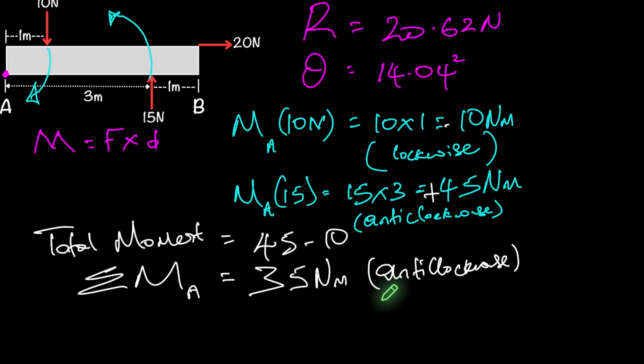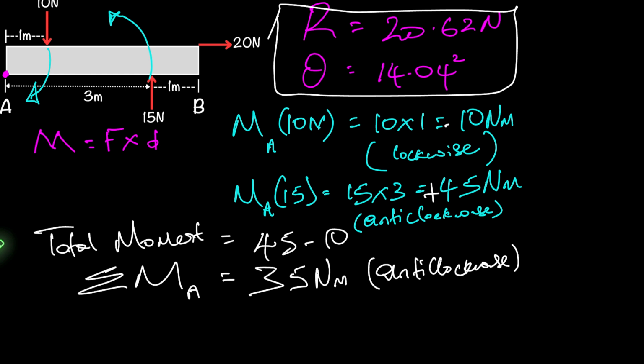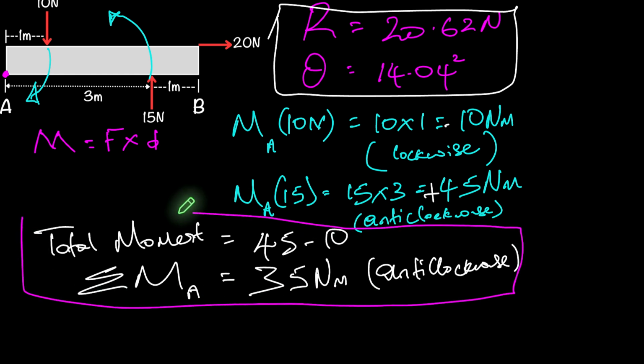So if we were to state the equivalent force couple system at point A, then what I would say is the resultant force acting at A is our 20.62 newtons at 14.04 degrees. This is what we got right here. And the resultant couple moment is just 35 Newton meters anti-clockwise, which is what we have right here.